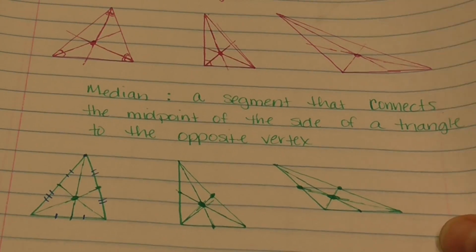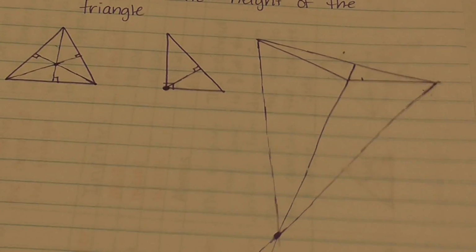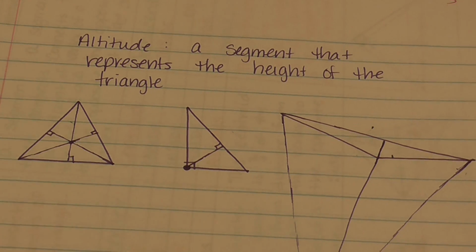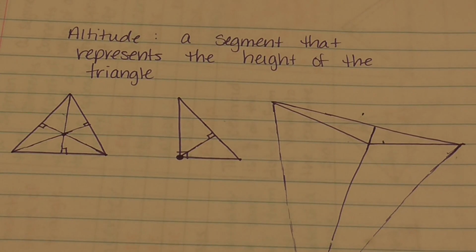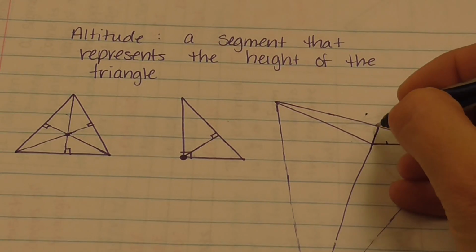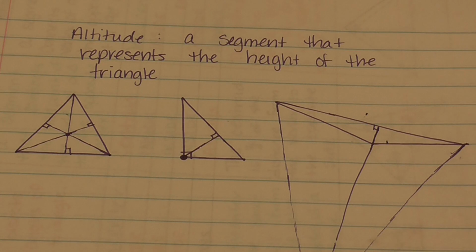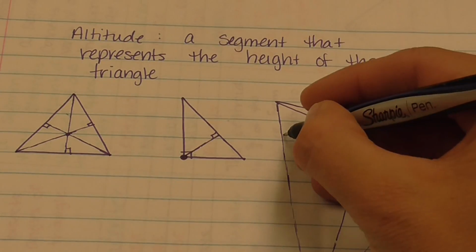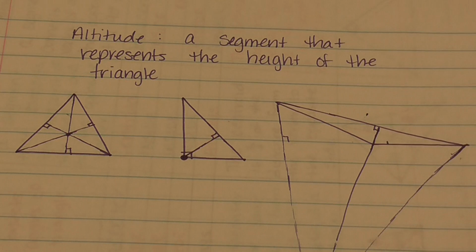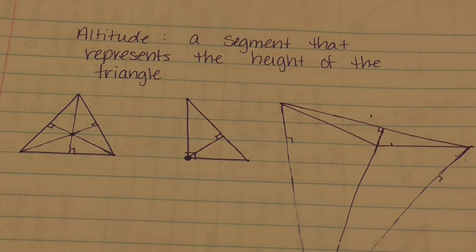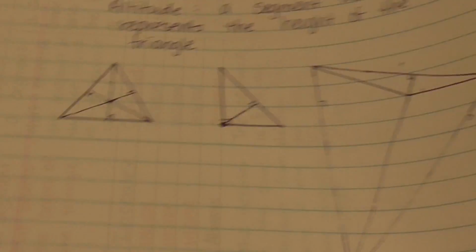All right. And last is the altitude. This is the segment that tells you how high the triangle is. It's the height of the triangle. All right, so you start at any vertex and you come straight down the triangle at a 90-degree angle. So this is going to cross at 90 degrees. This is going to come straight down. So if this were extended out, it would cross at 90 degrees. If this side were extended out, this would cross at 90 degrees. Okay, so it's how high the triangle is.